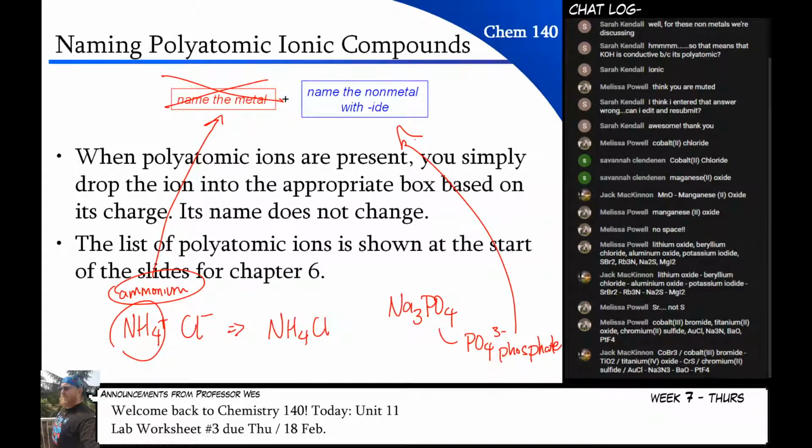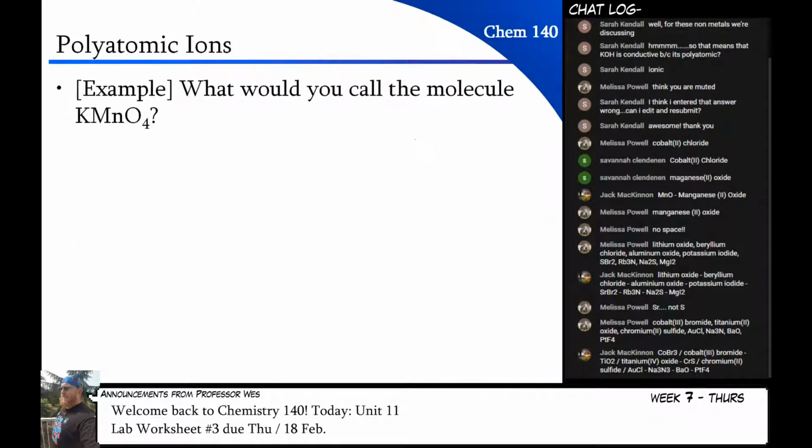You don't change polyatomic names at all. You don't put Roman numerals. You don't put -ide. You just use the name of the polyatomic ion that you have presumably learned from the table at the start of Unit 6. So let's do an example. What are these ions and what would we call this?